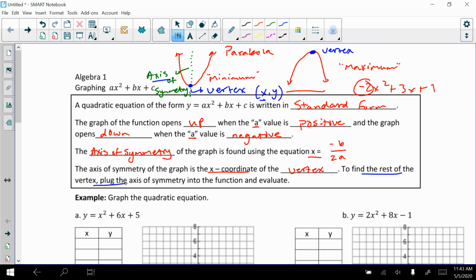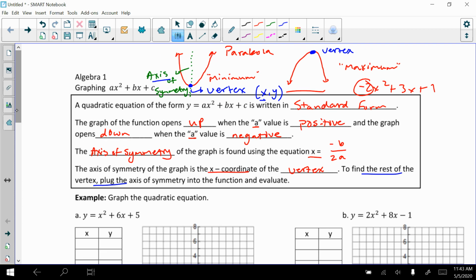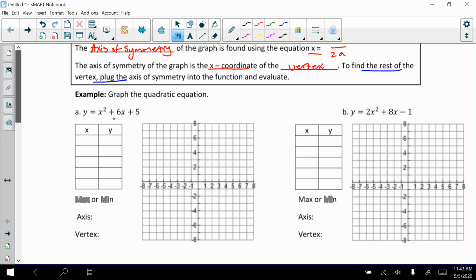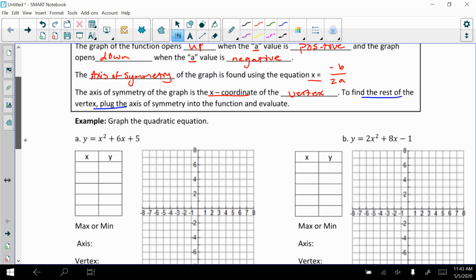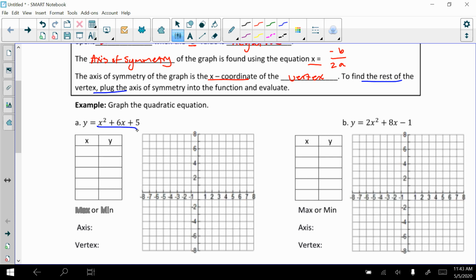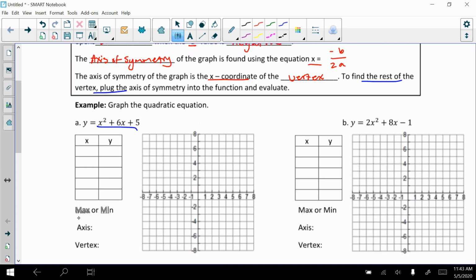Okay, so I'm going to do one example of putting this all together to graph one of these things. It may seem like a lot of information up front, but it's actually not that bad once we start moving through the steps. So it's asking me to graph this quadratic equation. Okay, and it's going to give me everything I need. I need to tell whether or not it has a maximum or minimum value. I need to find the axis of symmetry. I need to find the vertex, and then I'll show you how to get the rest of the graph.